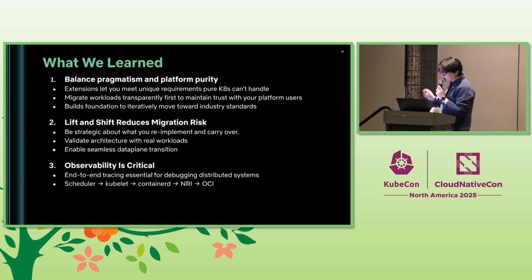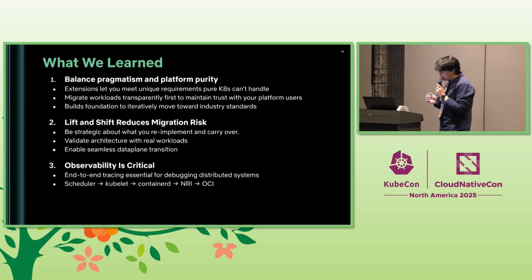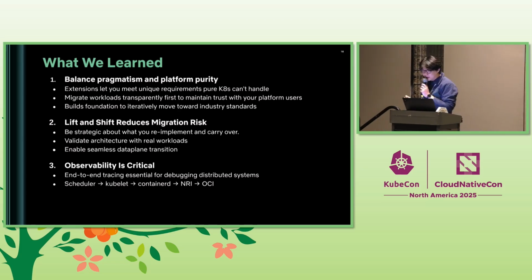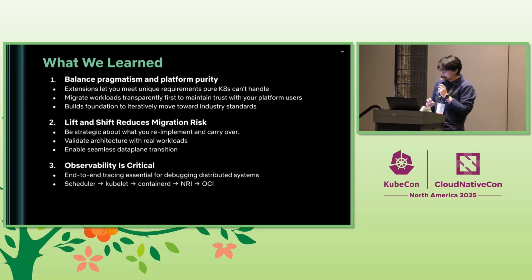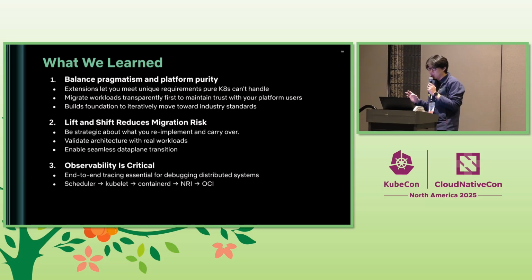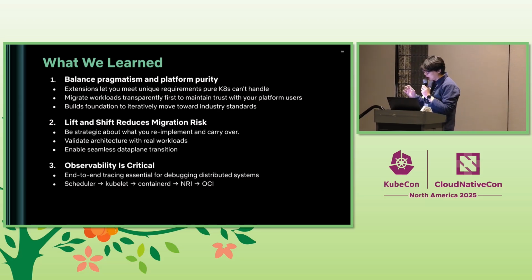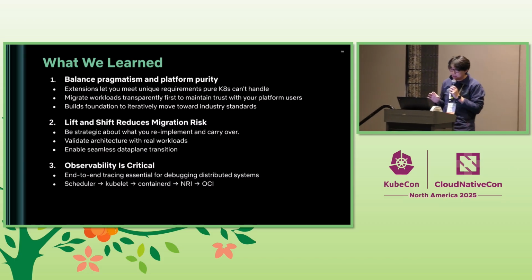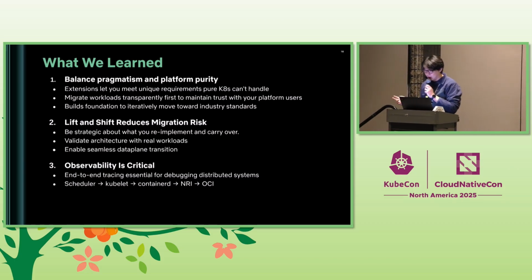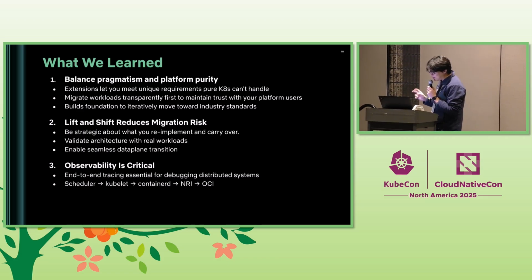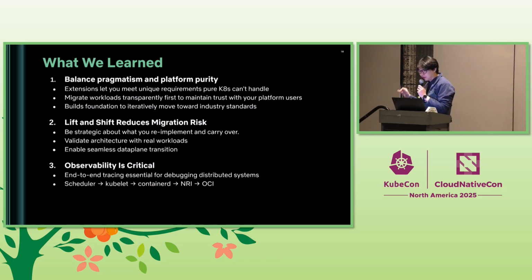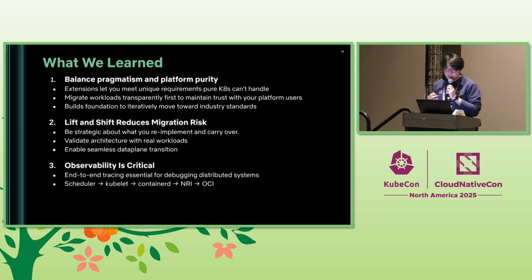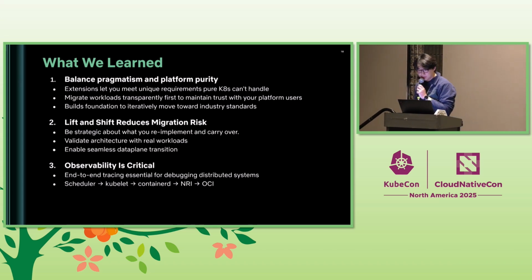So here are some key learnings from our migration journey. First thing we learned was to balance pragmatism with platform purity. Extensions like NRI and OCI hooks let us meet Netflix's unique workload requirements, things like multi-tenancy and thick containers that run systemd, that pure Kubernetes patterns cannot handle, at least without needing to fork. The key here is migrating existing workloads transparently to first maintain trust with users, which builds the foundation for us to then iteratively move towards the more standard patterns over time.